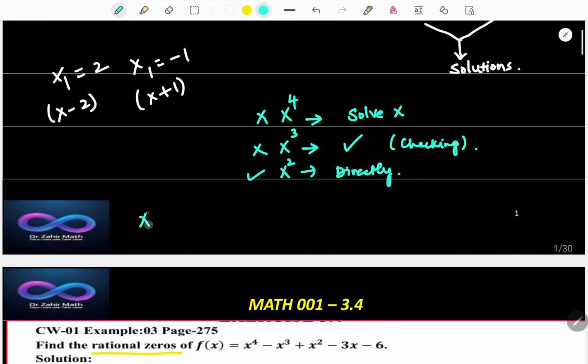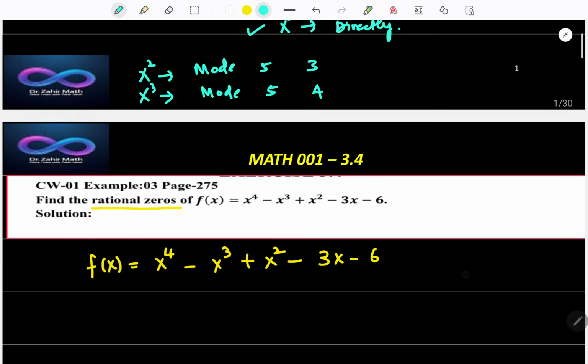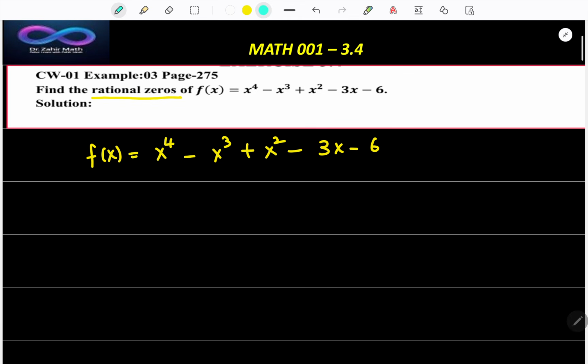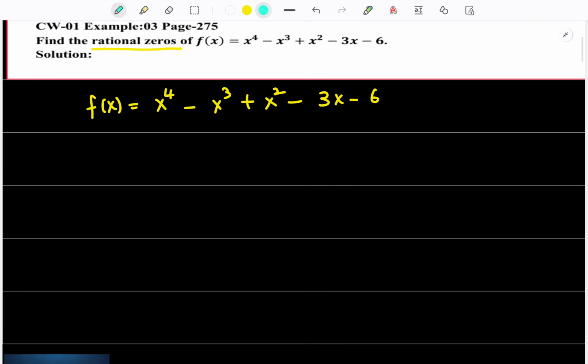Okay, teacher, where is x square available? Which is mod 5, 3. Where is x cube available? Which is mod 5 and 4. Keep in your mind. So find the rational zeros they are asking. First thing is, x power 4 is given, so we don't know what type of answer we are going to get. So for this purpose, I'll tell you a small shortcut. Please type this equation in the calculator.